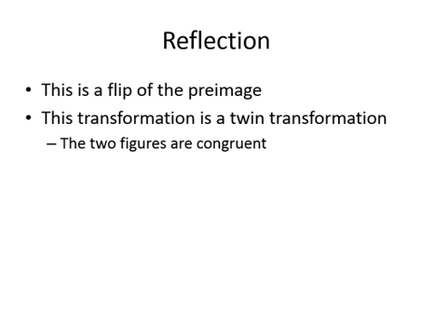A reflection is basically the flipping of a pre-image. So remember, your pre-image is your first one, then your image is your final image. If you flip it over something, this transformation is also known as a twin transformation. Basically that means the shape doesn't change. It's like our translations, where you don't have any change in the shape of the object. It's still the same congruent shape, but it's just flipped over something.